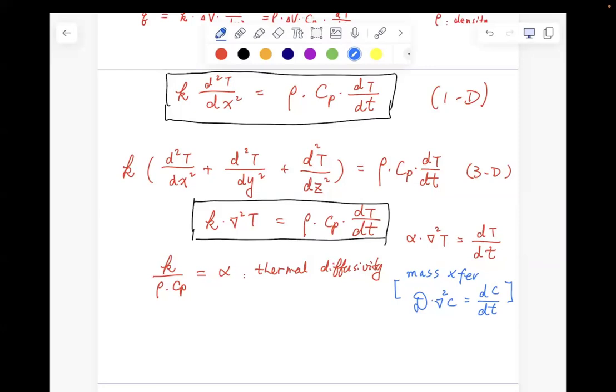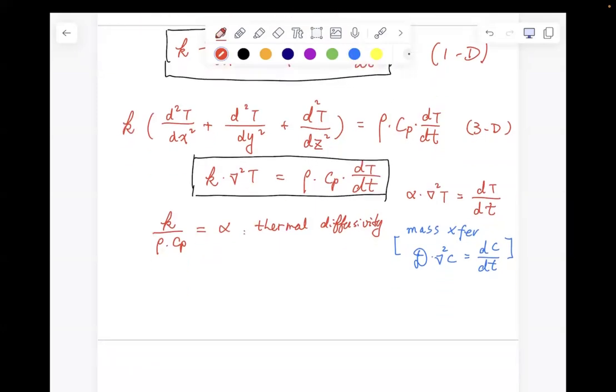And this is actually why we call alpha the thermal diffusivity, because it is equivalent to the diffusion coefficient D in the mass transfer case. And then if it's one-dimensional, then this equation using the alpha will be alpha times the second derivative with respect to x, that would equal the temperature change with respect to time.